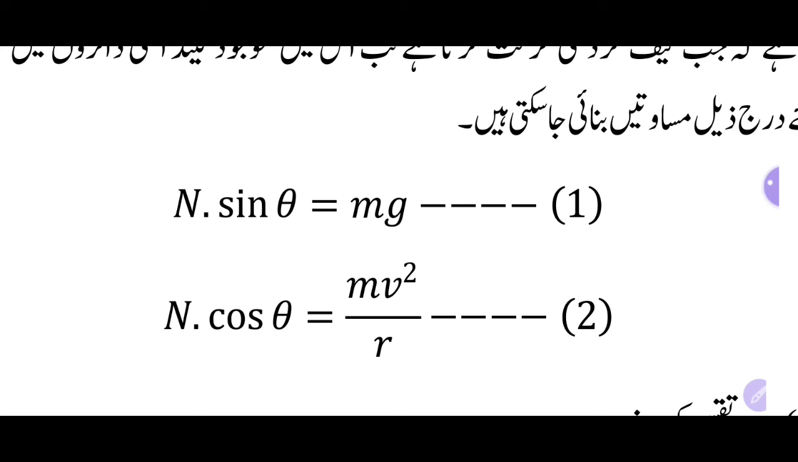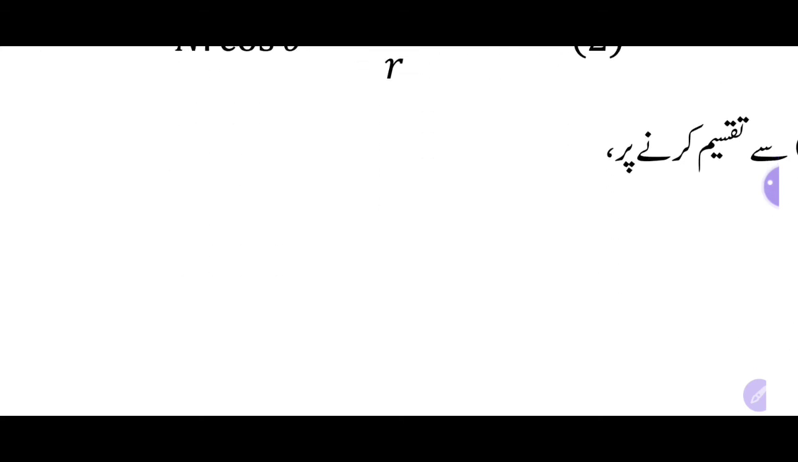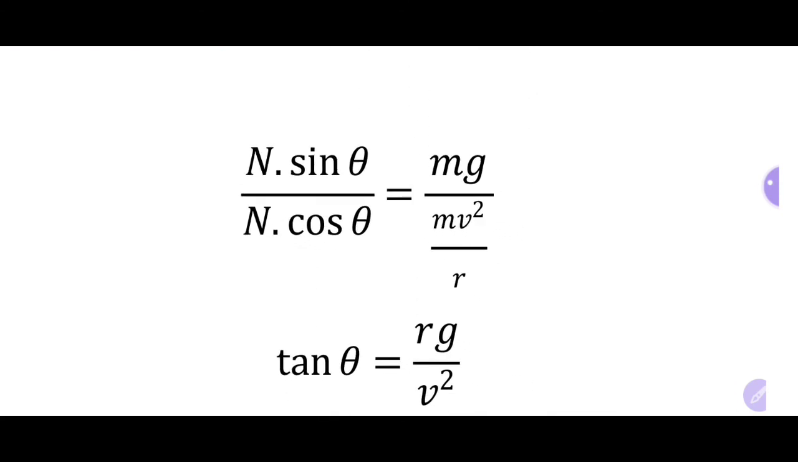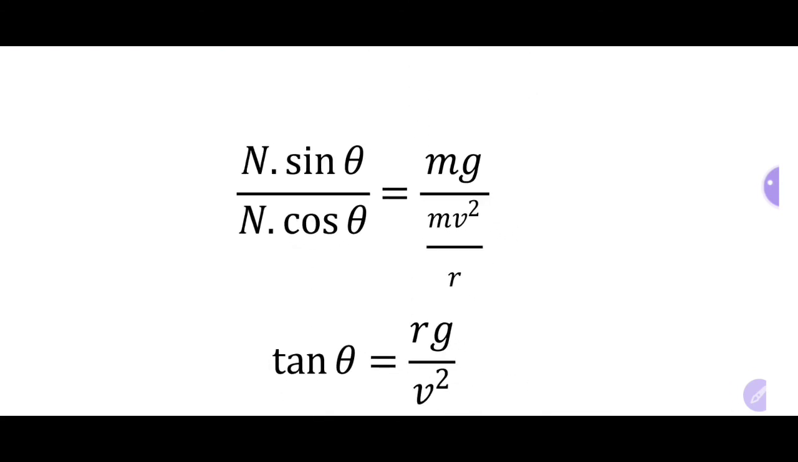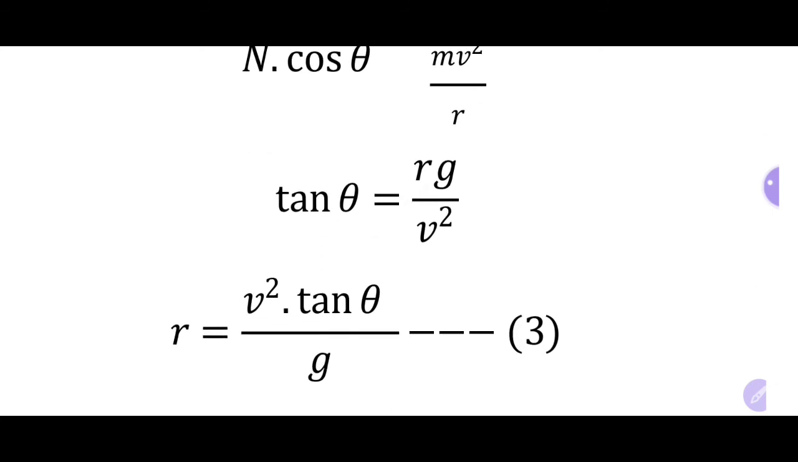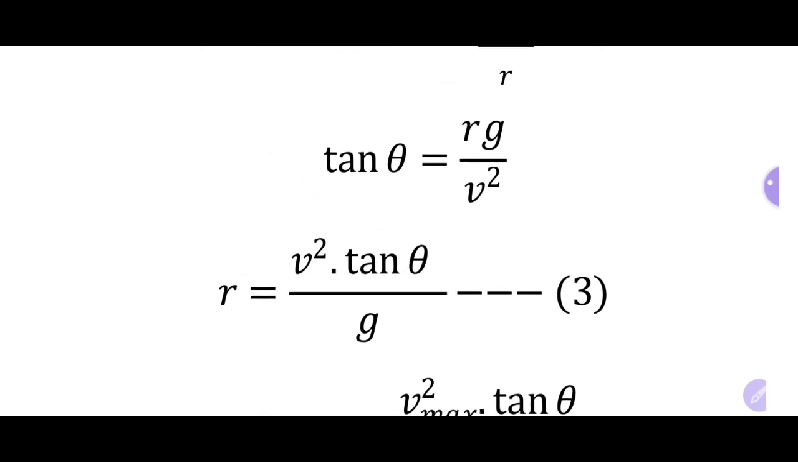Now dividing equation 1 by equation 2, we get N sin theta over N cos theta is equal to mg upon mv square by r. Now solving this, N gets cancelled and m gets cancelled on the right side also. Sin theta over cos theta is tan theta, so tan theta will be equal to rg upon v square. Now we can transfer g and v square to the left side. We get r is equal to v square into tan theta divided by g. This is our equation 3.